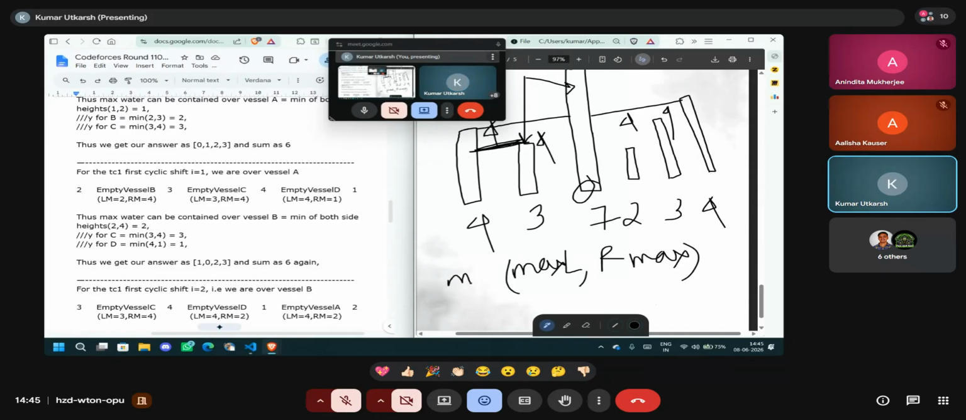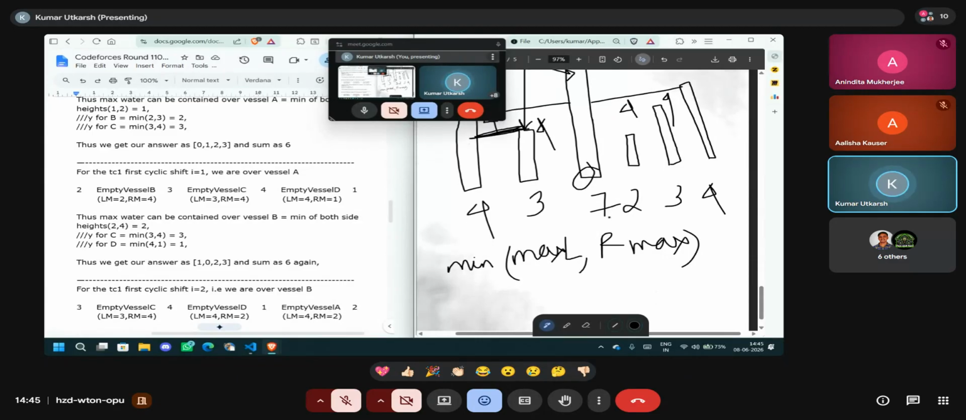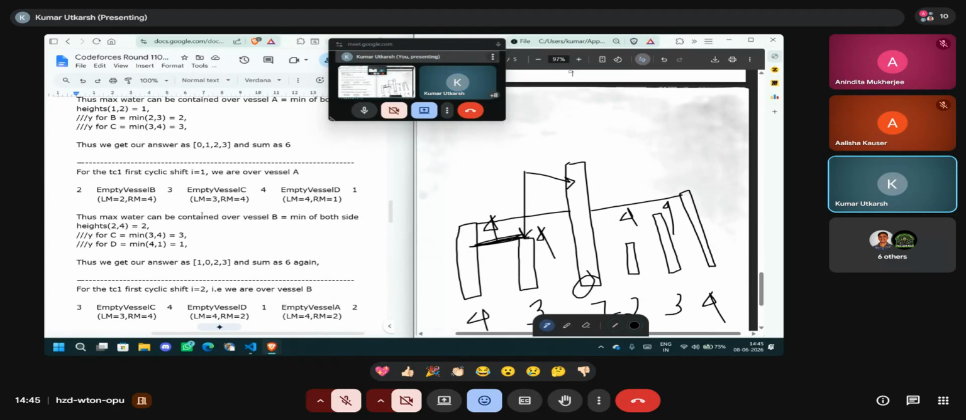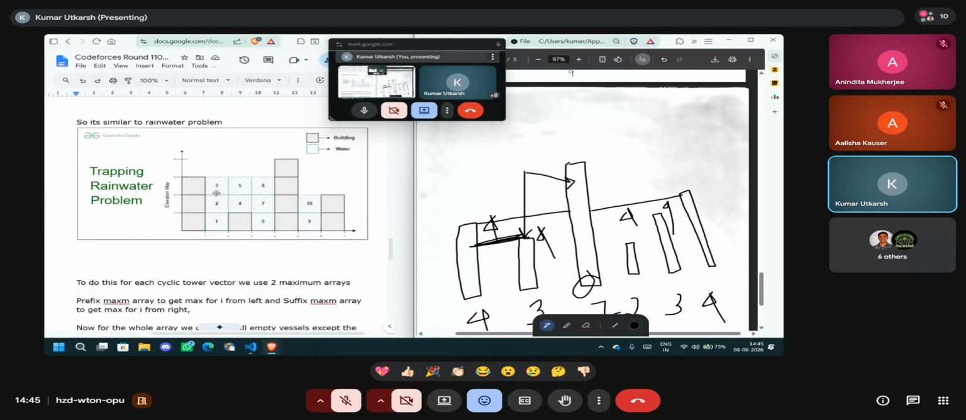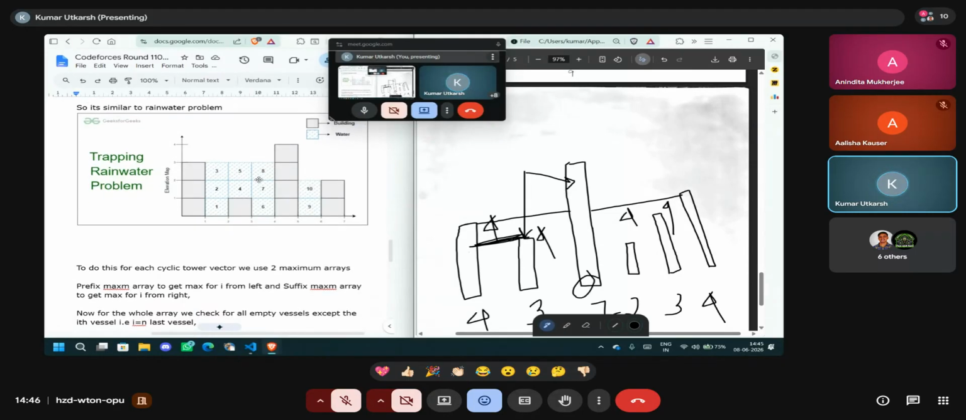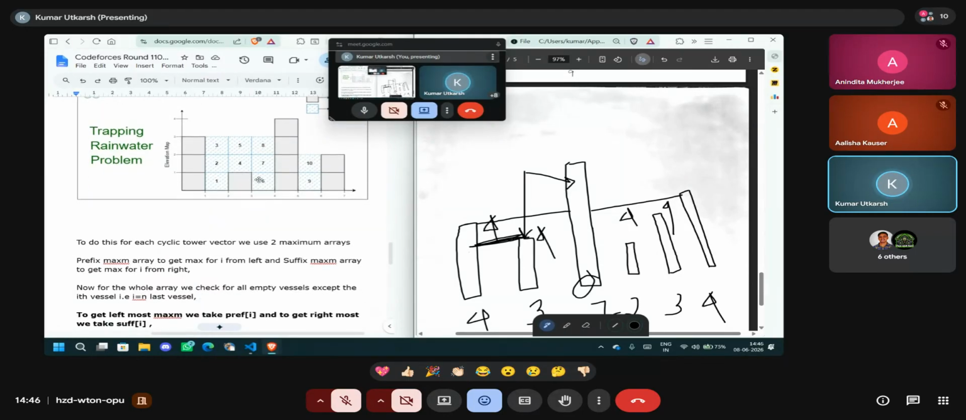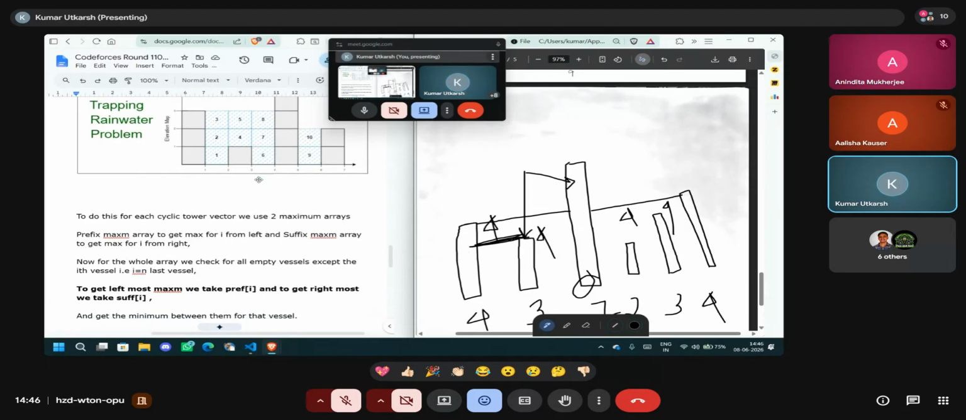Right. We are just taking the minimum among them. So I guess you understood the logic. So how to do it in code? So this is what I meant. This is the basic rainwater problem figure. I guess you guys have already seen it everywhere. So how can we do it?